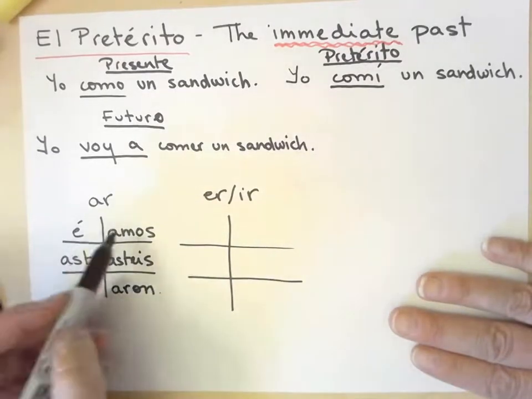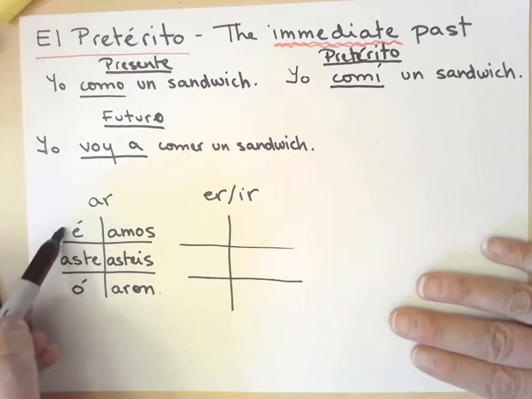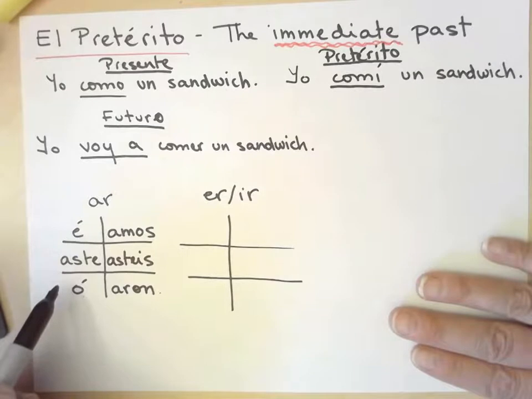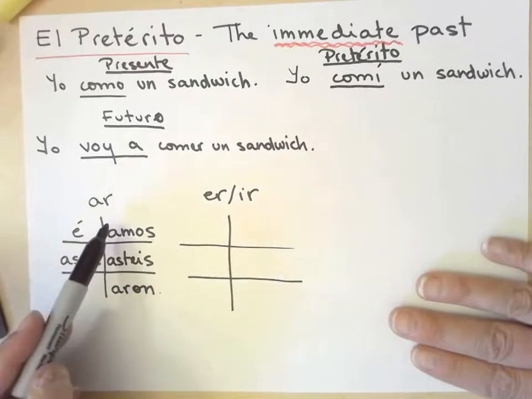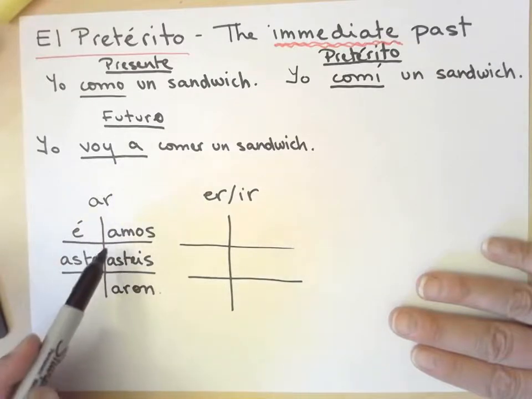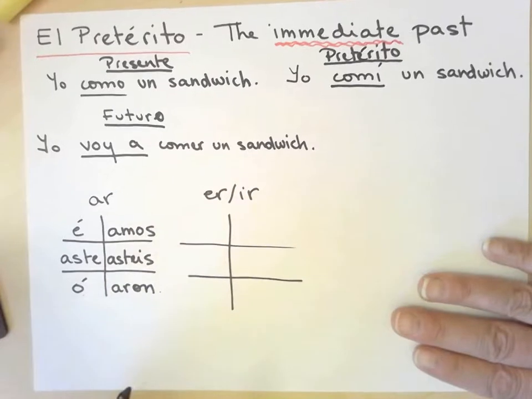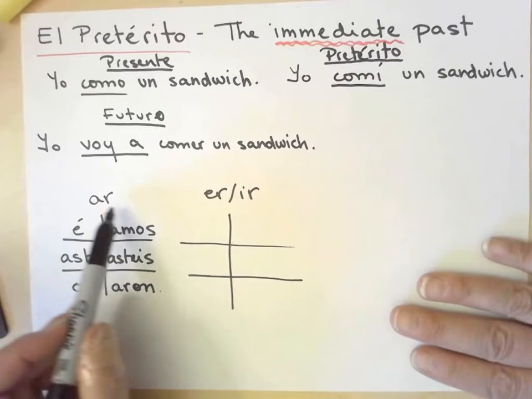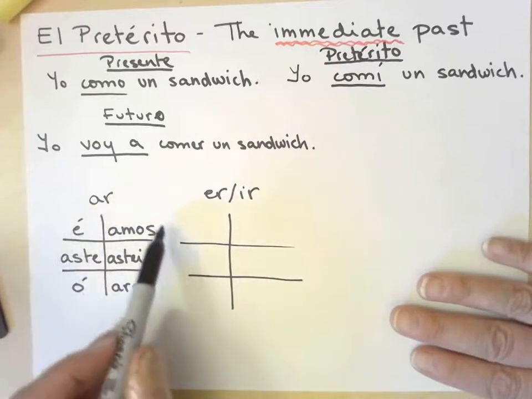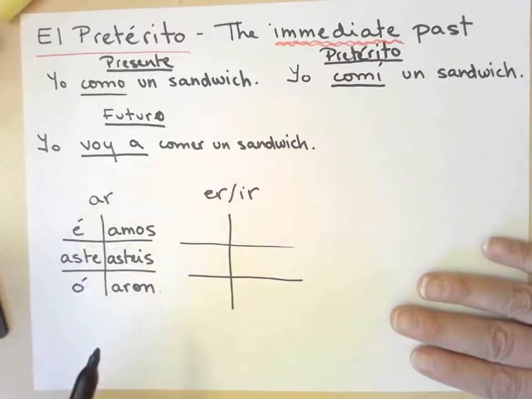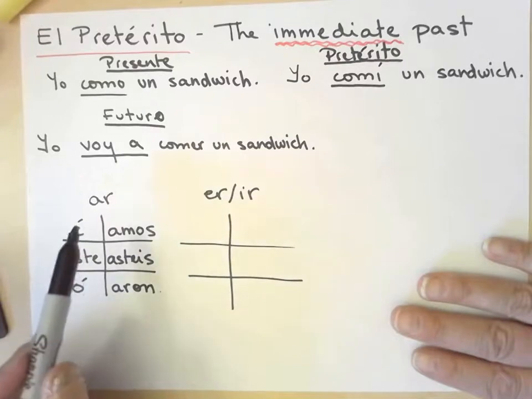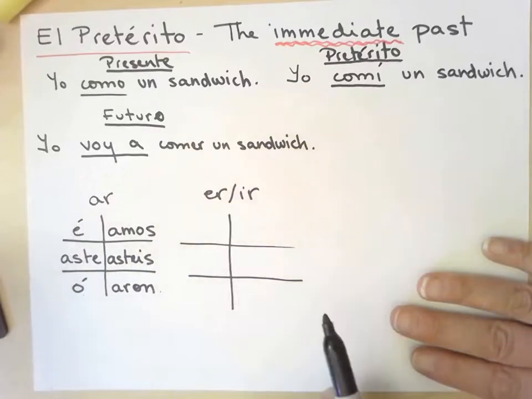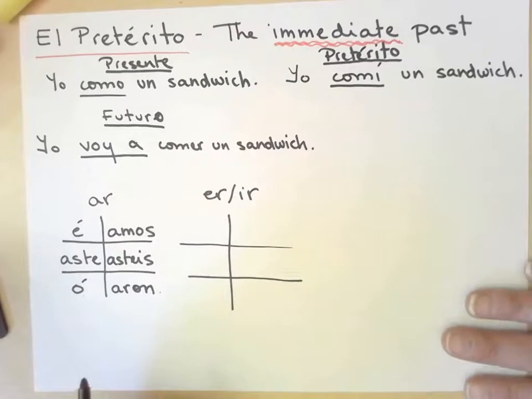Let's do that one again. Hablar. Yo hablé. Tú hablaste. Él, ella o usted habló. Nosotros hablamos. Vosotros hablasteis. Ellos, ellas, ustedes hablaron. Do you notice anything here that may be similar to something else? Okay, let's leave that question for when we complete our ER and IR conjugations.